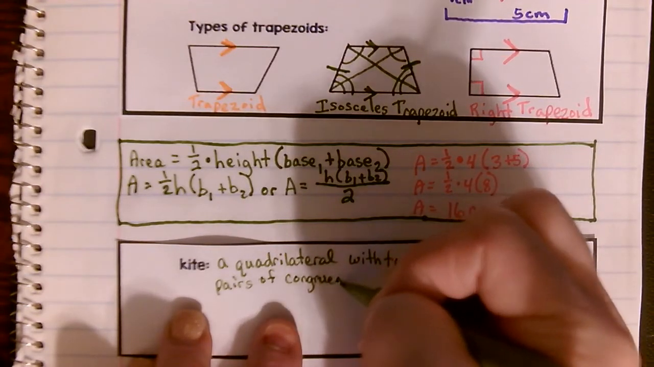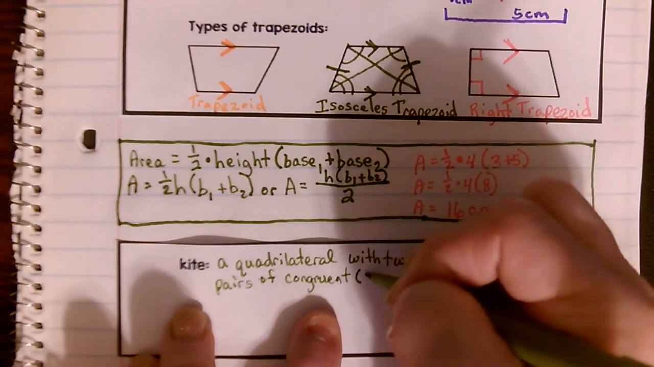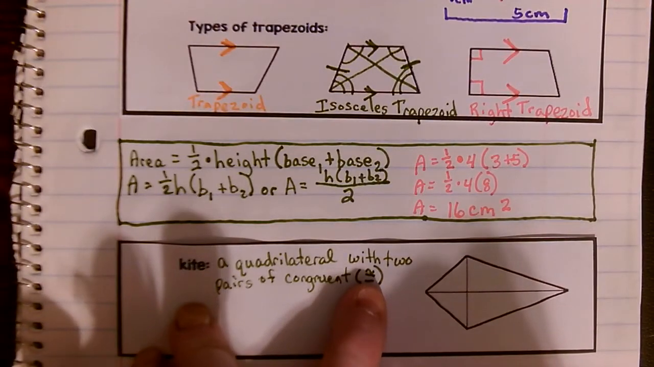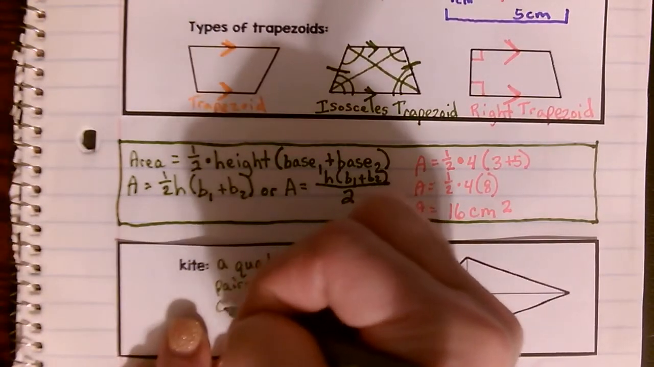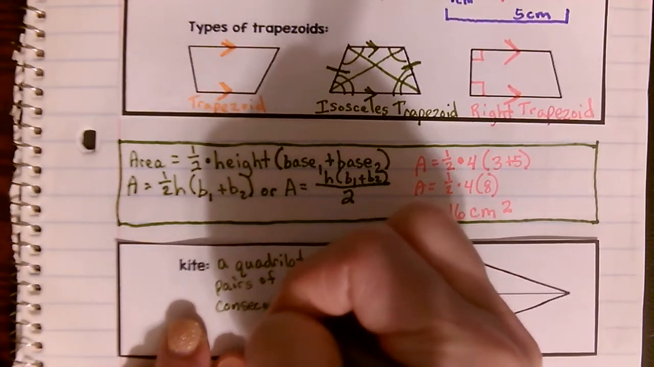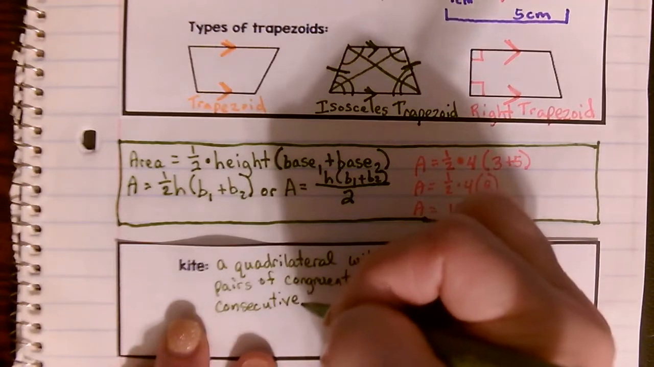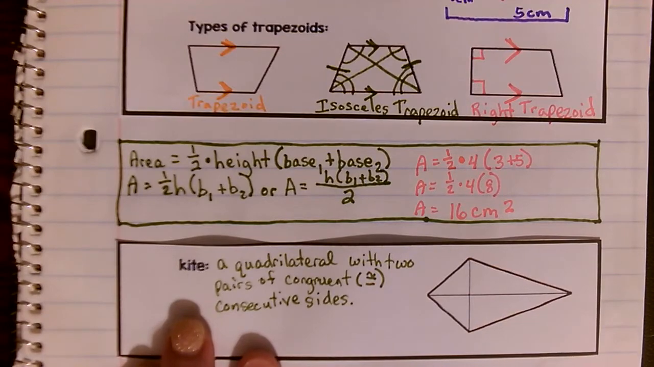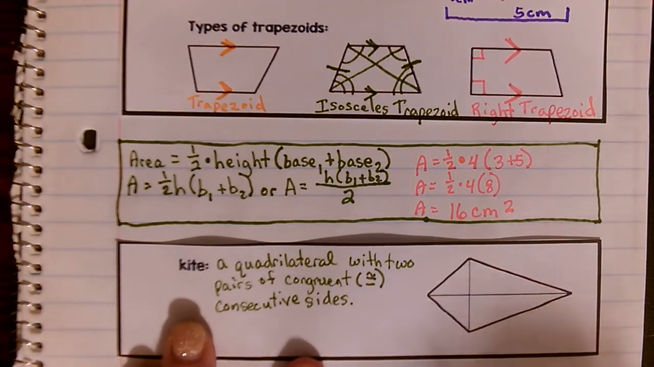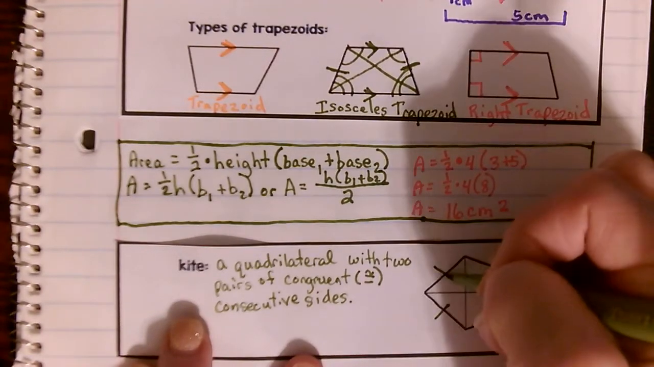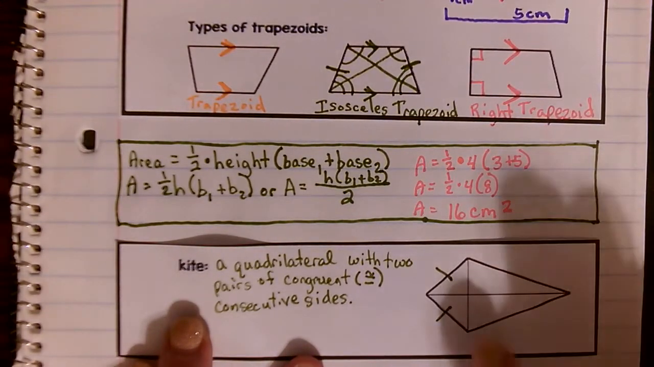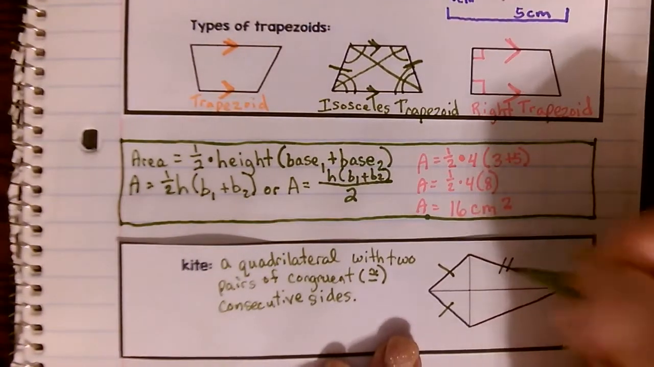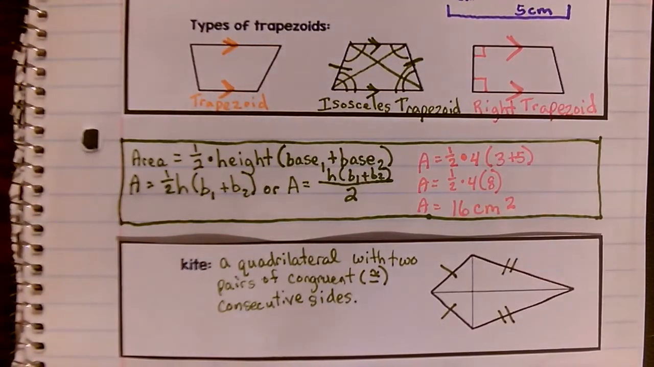Congruent, guys, congruent means same measure. I'm going to put in parentheses the symbol for congruence. It's an equal bar with a little similar sign above it. Okay. Consecutive sides. Let's take a look at that. First of all, a quadrilateral with 2 pairs of congruent consecutive sides. What that means is this. This right here and this right here have congruent measures. They have the same measures. And so I'll put a 1 mark here and a 1 mark here. These 2 sides, these have the same measure. So I'll put 2 marks here and 2 marks here to show that they have the same measure.